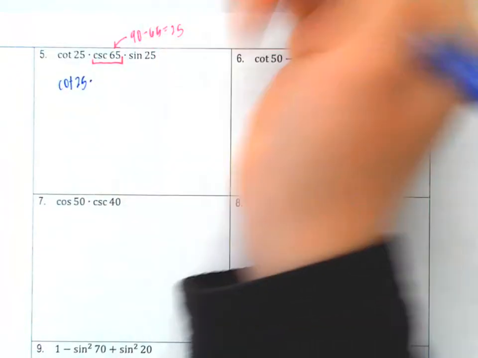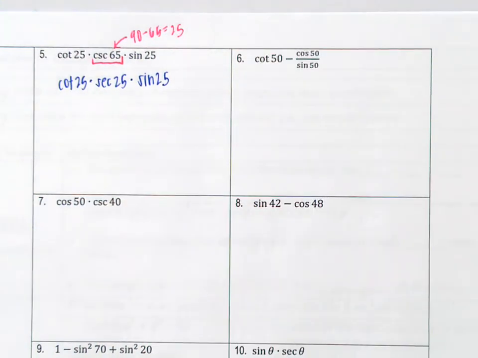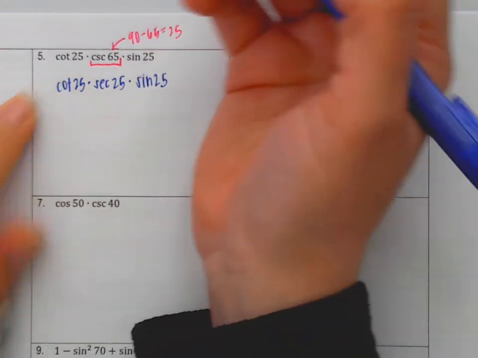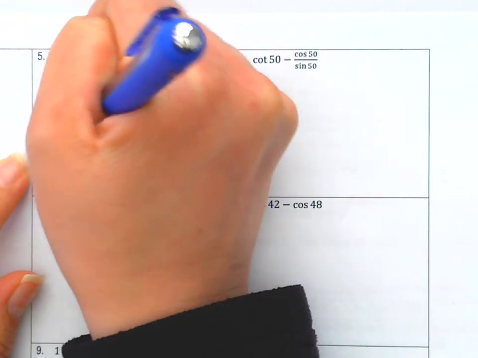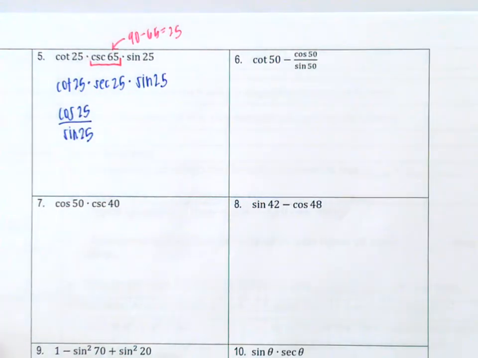So cotangent 25 is going to stay the same. Cosecant 65 is going to become secant because it's the complement, 25 times sine 25. Okay, there's no squared, so we're not using the Pythagorean identities at all. But there is a cotangent and a secant, and so I want to write those in terms of sine and cosine. So cotangent we know is cosine over sine. So I'm just rewriting cotangent as cosine over sine, which I should have explained this step.